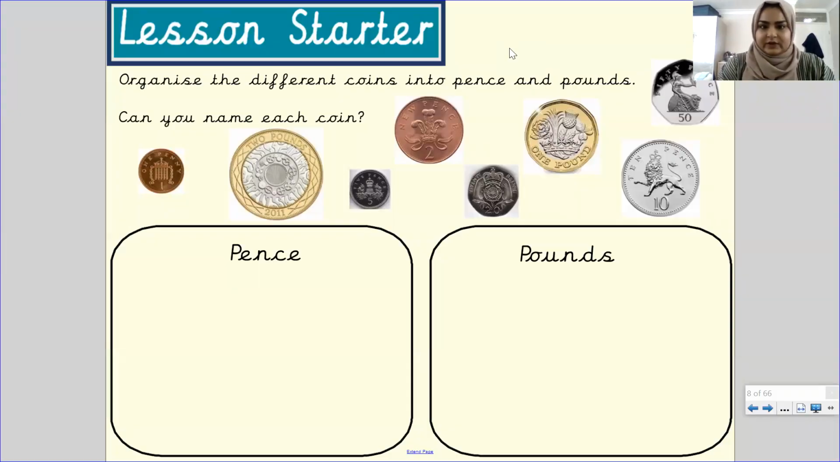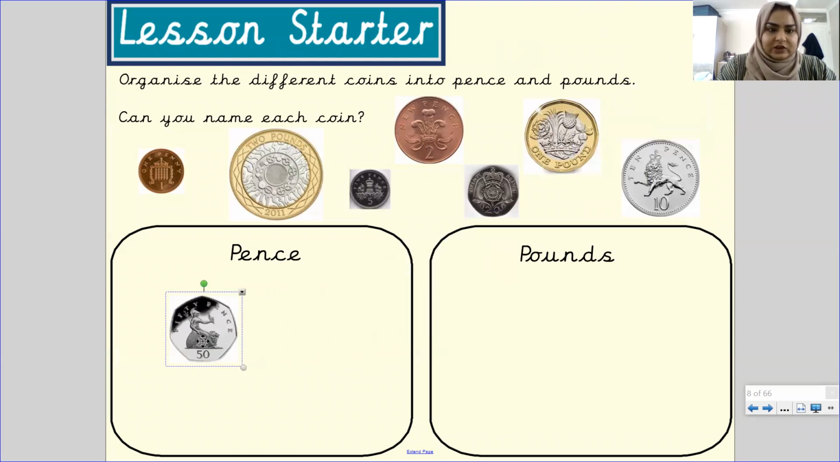So what I'm going to do is put these in the correct box for you with your help. So now, who can tell me what coin that is? Fantastic. It's a 50 pence coin, because if you look at the top, it says 50 and over here it says pence. Is it copper or silver? Fantastic, it's silver, and it goes in the pence box because it says 50 pence.